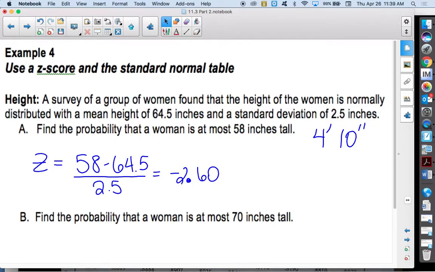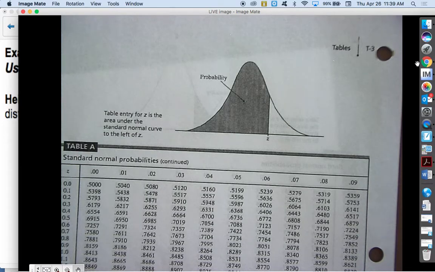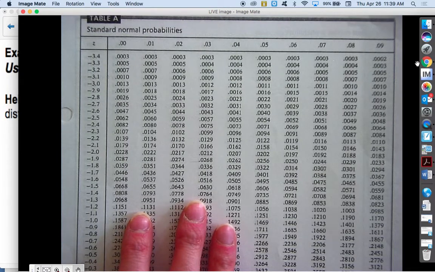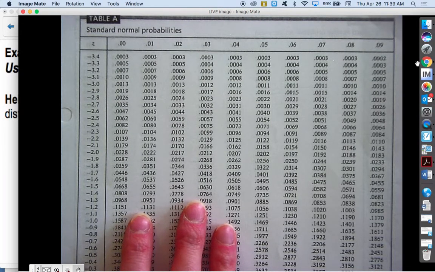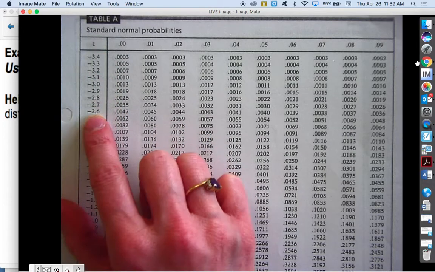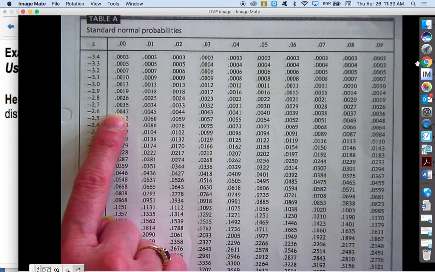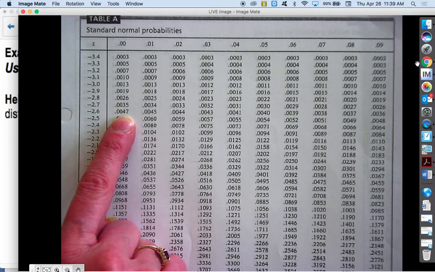So now looking in your chart, make sure you're on the negative side. So you've got to flip it over. On the left, you're going down to negative 2.6, and really it's negative 2.60, so 0 means that we're using the first column. And that number is 0.0047.